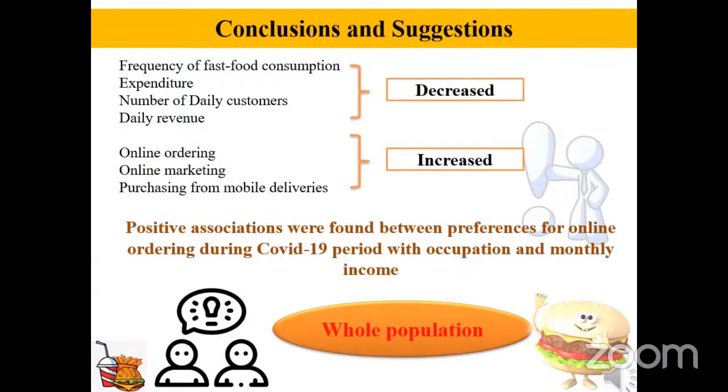As the conclusions of this study, consumer fast food consumption behavior has changed due to the COVID-19 pandemic. The frequency of fast food consumption and its expenditure has significantly decreased, while online ordering and purchasing from mobile food delivery services were significantly increased. Also, there were positive associations found between preferences for online ordering during the COVID-19 pandemic period with occupation and monthly income of the consumers. Fast food marketing behavior has also changed due to the COVID-19 pandemic situation.